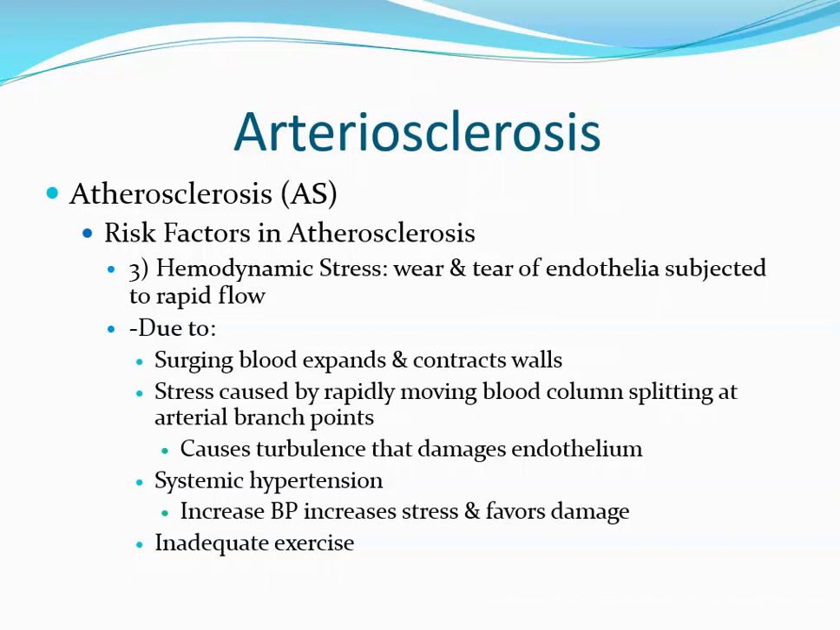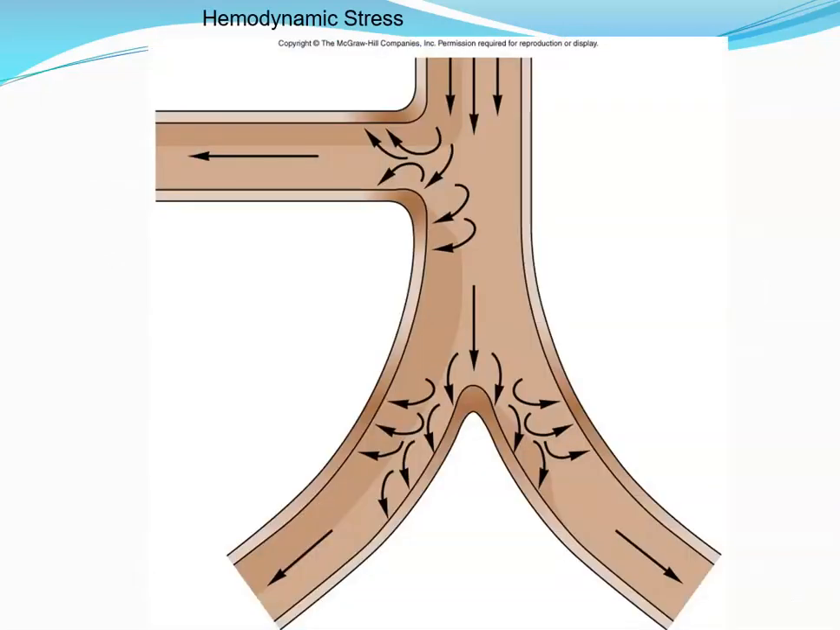It may also be due to systemic hypertension. Hypertension results in an increase in blood pressure. Higher blood pressure means an increase in stress and various factors that will also cause damage to the endothelia. Inadequate exercise could also be what it's due to. Sedentary people tend to have higher resting heart rates than active people, and this can result in stress. This is showing the turbulence that is generated when blood reaches a split in an arterial vessel.